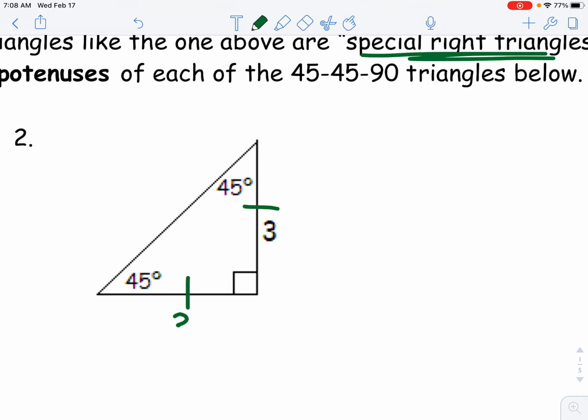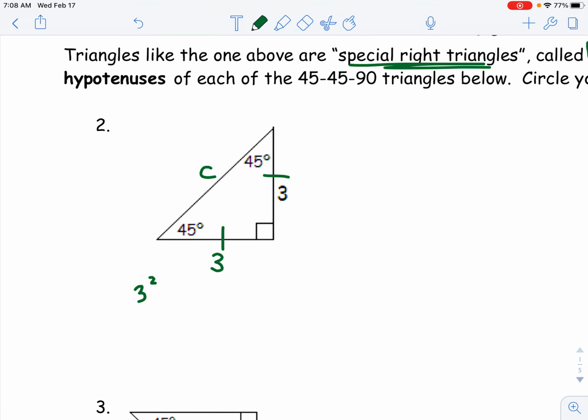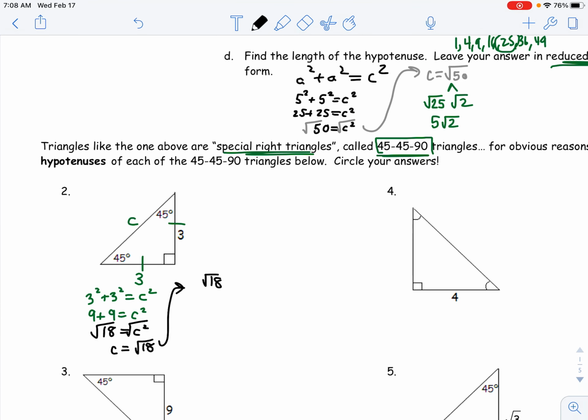All right, boom, boom, 3, found one side. I'm going to call that C. So 3 squared plus 3 squared equals C squared. 9 plus 9 equals C squared. Oops, got a little excited. 18 equals C squared. Take the square root of both sides. I'm going to write it as C equals square root of 18. And then the largest square factor. Maybe I'll just write them all right here. 1, again, these are just the counting numbers squared.